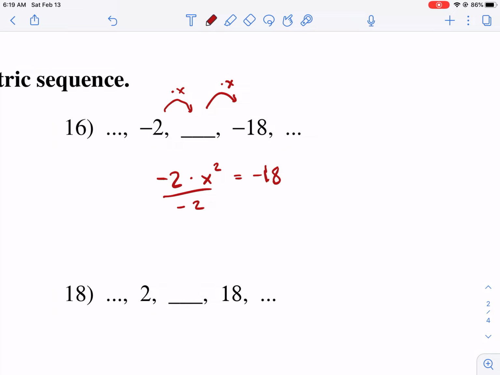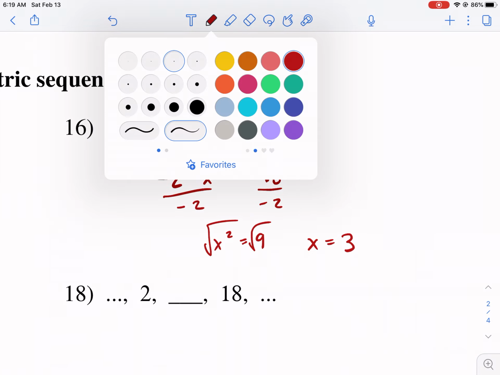We divide by negative 2. We divide by negative 2. We get x squared equals positive 9. We take the square root to undo it, and we get x equals 3. So you can use this process to find all these answers in terms of the change, then apply the change to determine your missing value.